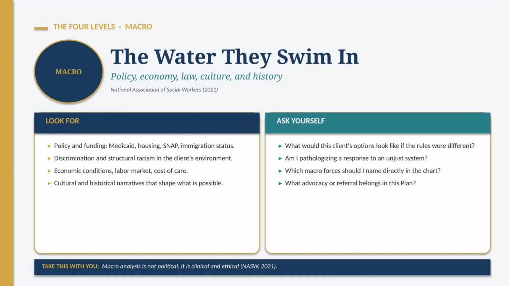Macro is the level that gets skipped in notes and sometimes dismissed as political. It is not political, it is clinical. Medicaid rules, immigration status, housing policy, criminal legal involvement, and cultural narratives about mental health shape every single choice your client can and cannot make. If your assessment does not hold macro in view, you are writing a diagnosis in a vacuum. The NASW Code of Ethics, National Association of Social Workers, 2021, is explicit about this. Ethical social work practice requires attention to the social, economic, and political conditions that shape our clients' lives. That is not advocacy. That is the job.